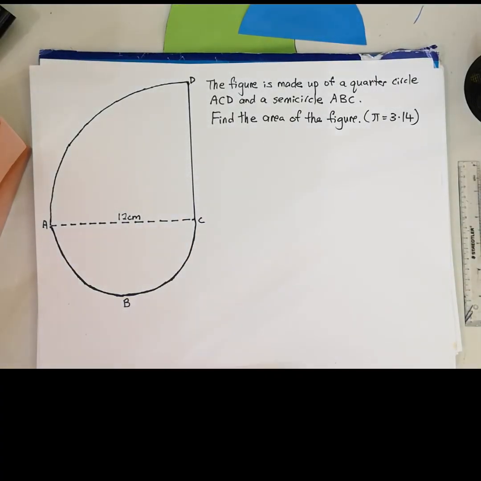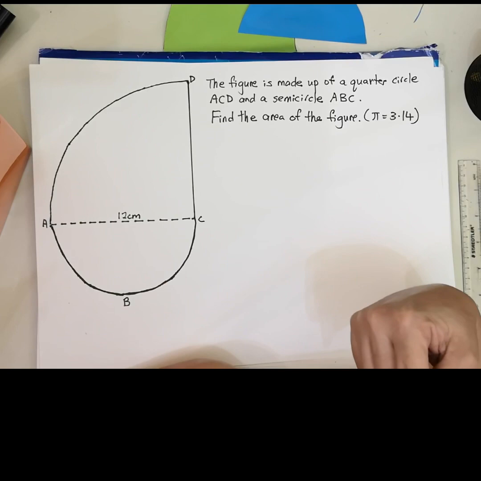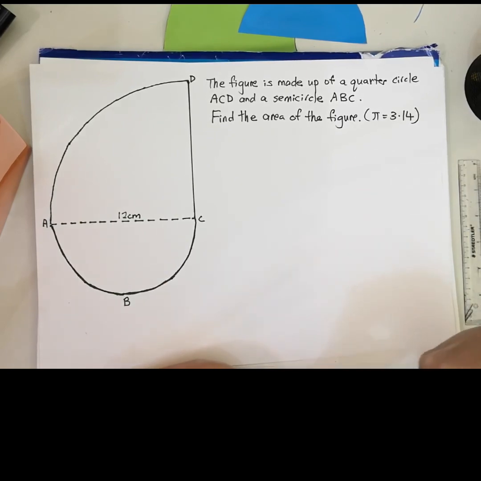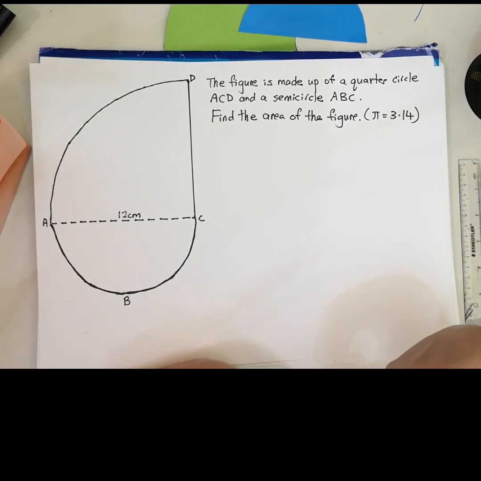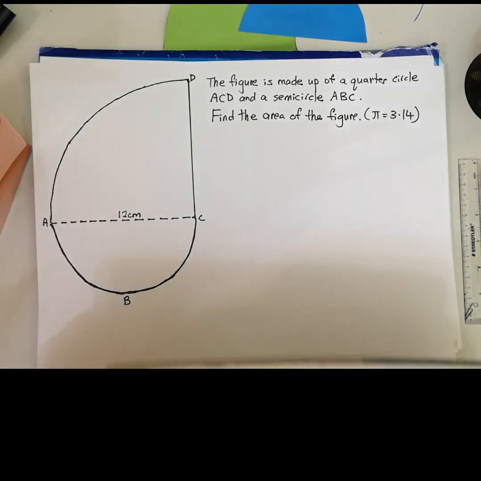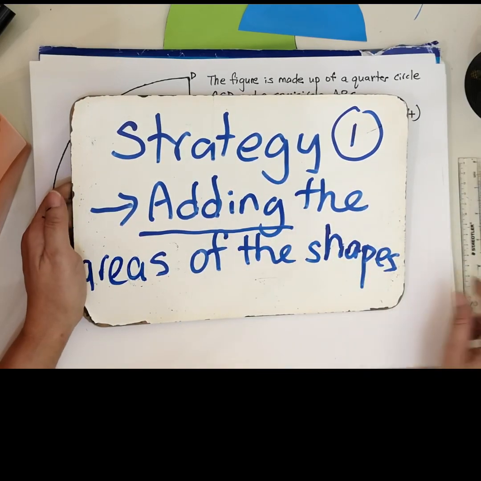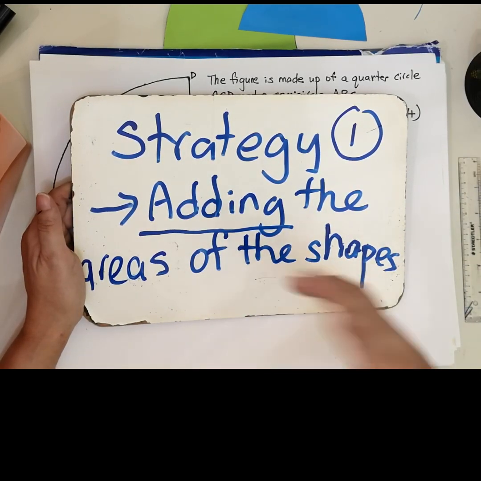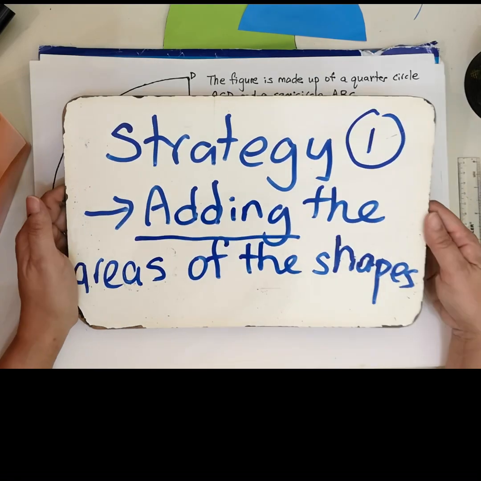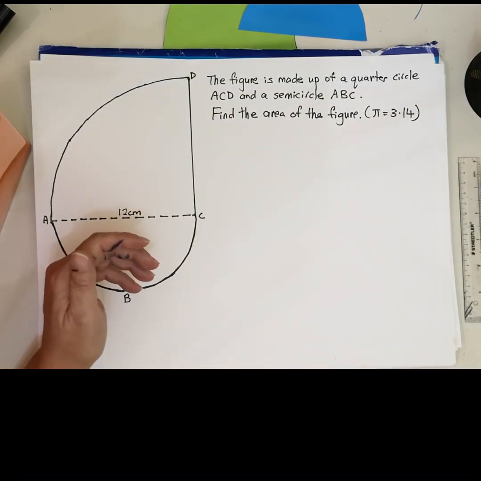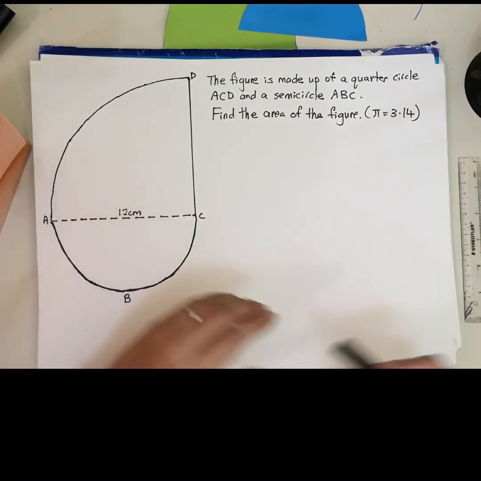Right, in today's lesson, we are going to learn how to find the area of composite figures that are made up of semicircles and quarter circles. The first strategy that we're going to use is adding the areas of the shapes that make up the composite figure.